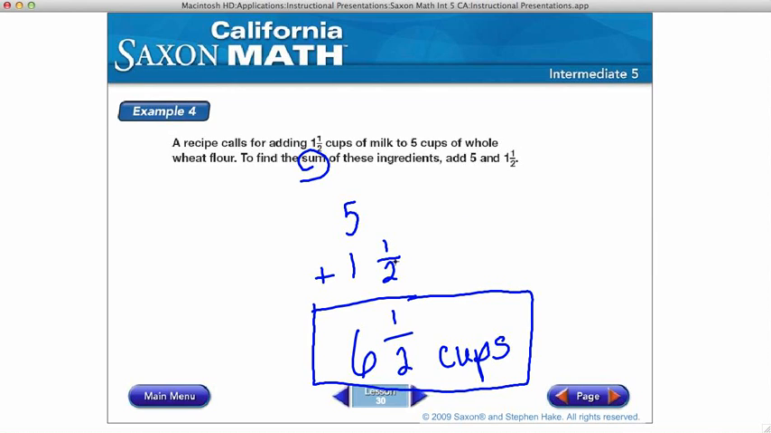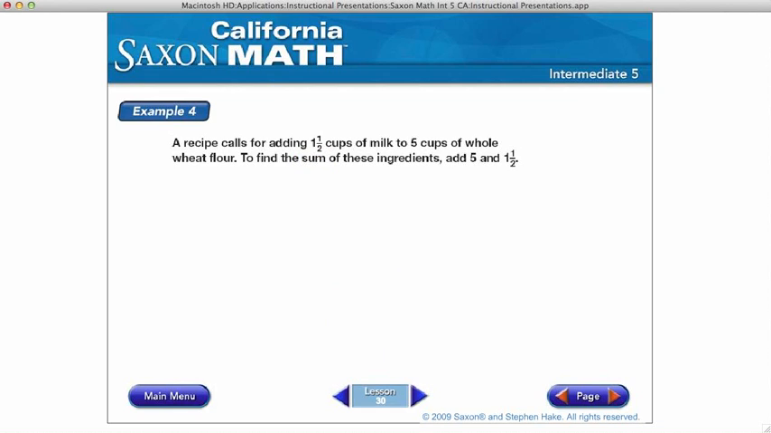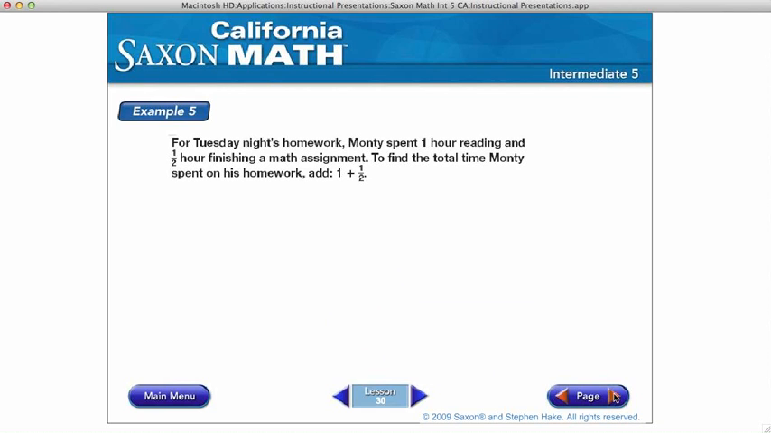Okay? Make sure that you line up your whole numbers and your fractions in their own columns. Okay? All right, example 5. I know it's kind of a long one tonight. Last one. For Tuesday night's homework, Monty spent 1 hour reading and a half hour finishing a math assignment. To find the total time Monty spent on his homework, add 1 plus a half. Now, most of you are going to say, I don't need to write that down. I can do that in my head. That's 1.5. But I want you to write it down for this reason.